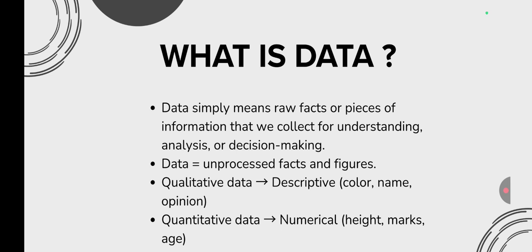Data is mainly divided into two types: qualitative data and quantitative data. If the data is descriptive, then it is known as qualitative, and if the data is numerical, then it is known as quantitative data.